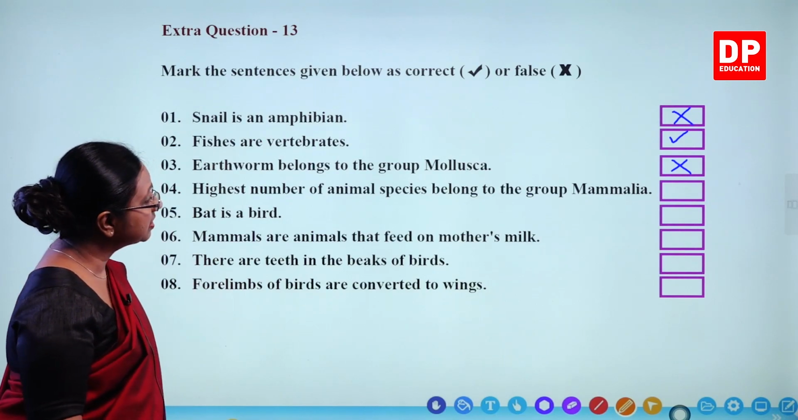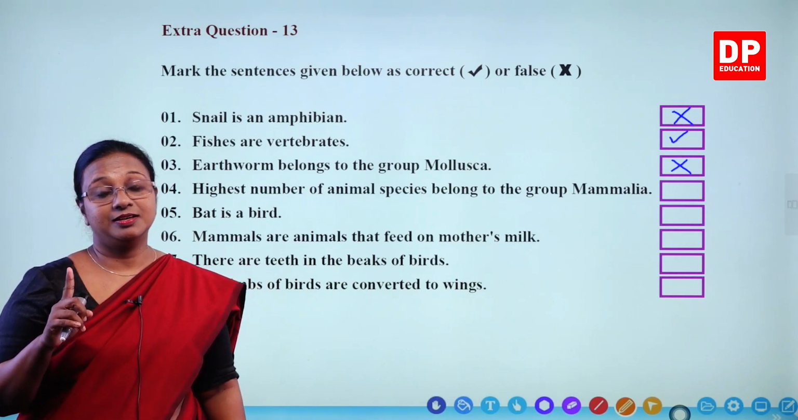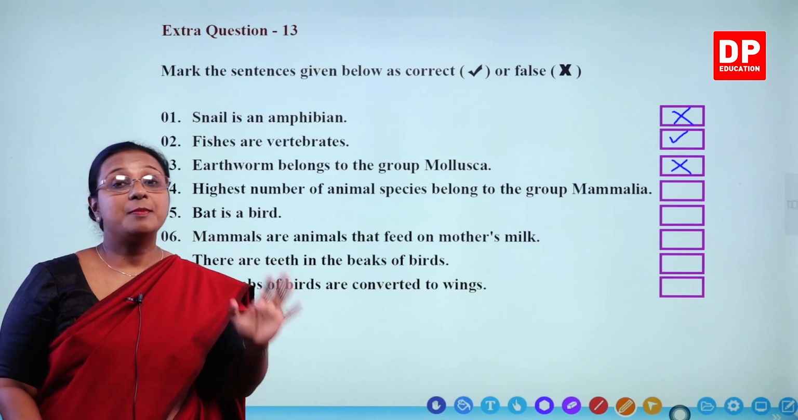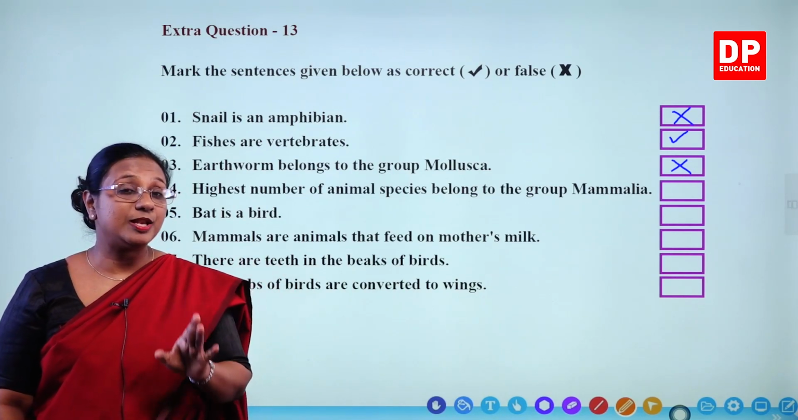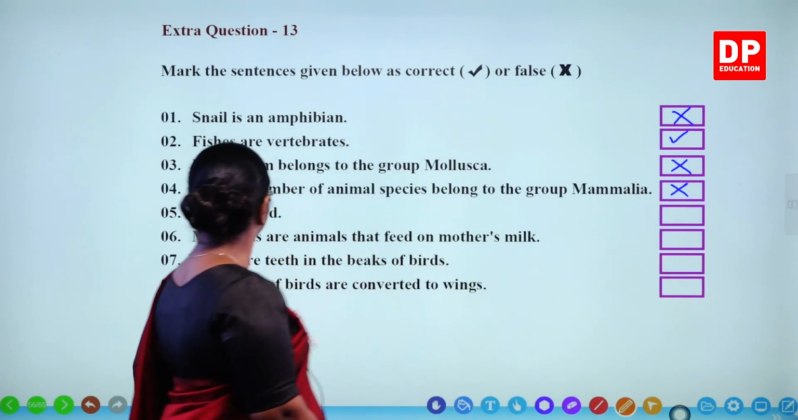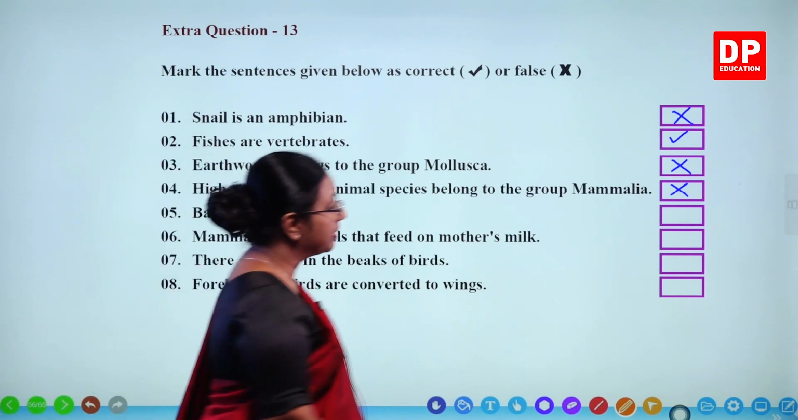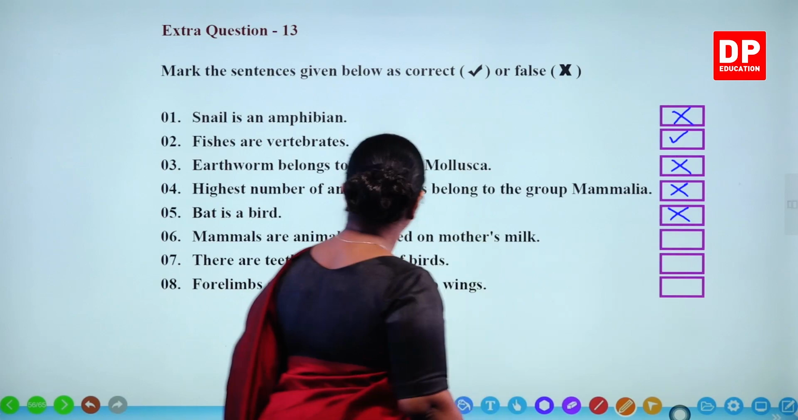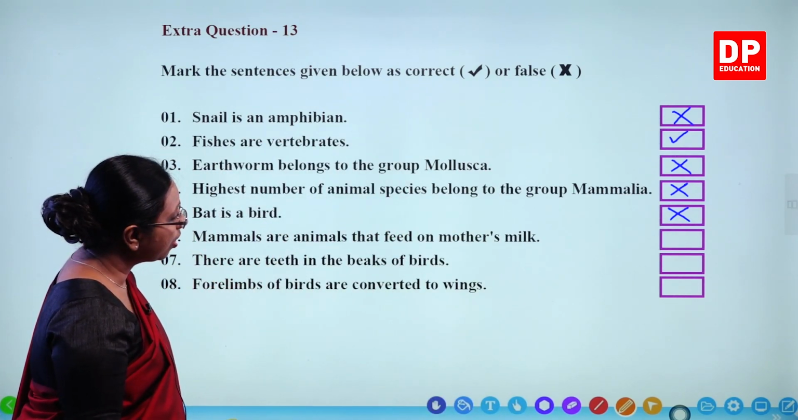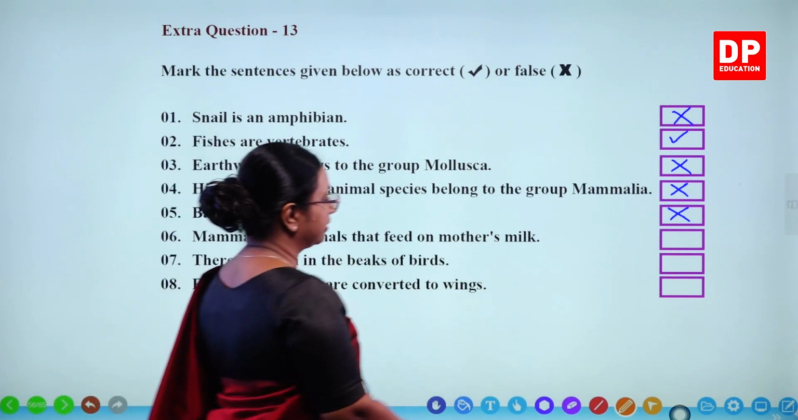Highest number of animal species belong to the group Mammalia. Now this is a tricky one. Mammalia also has a large number of species, but the highest number of species belong to the group Arthropoda. So this is also wrong. Bat is a bird. Is it a bird? It is a mammal. So that is also wrong. Then the sixth one. Mammals are animals that feed on mother's milk. That is correct.